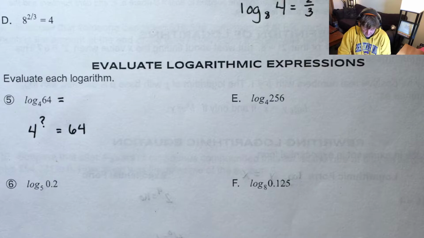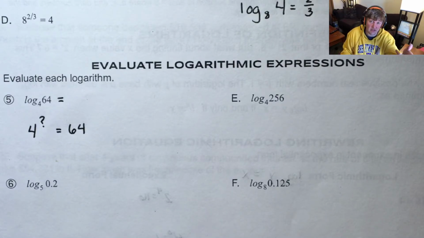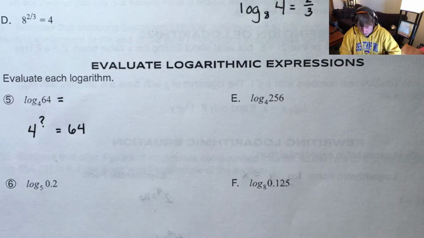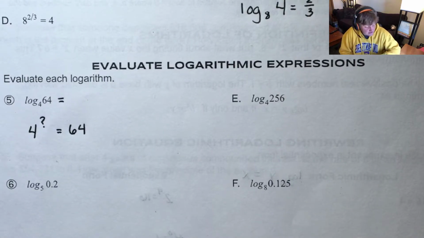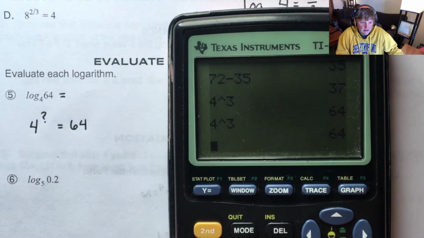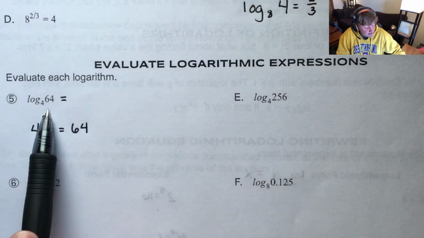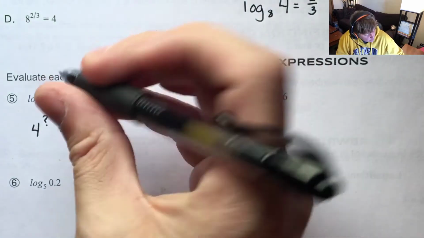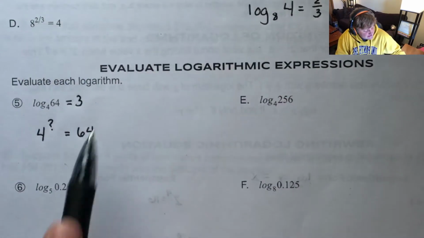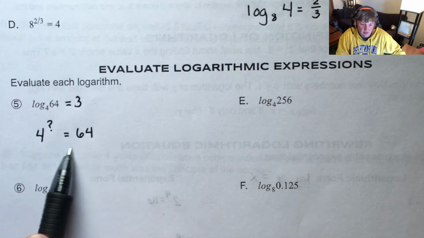The exponent the base is raised to, to get 64. Okay, so if I take 4 to the second power, that's going to give me 16. But if I go 4 to the third power, that's 64. So 4 to the third power is 64. That means log base 4 of 64 is just equal to 3, because that's the exponent here that would make this true.